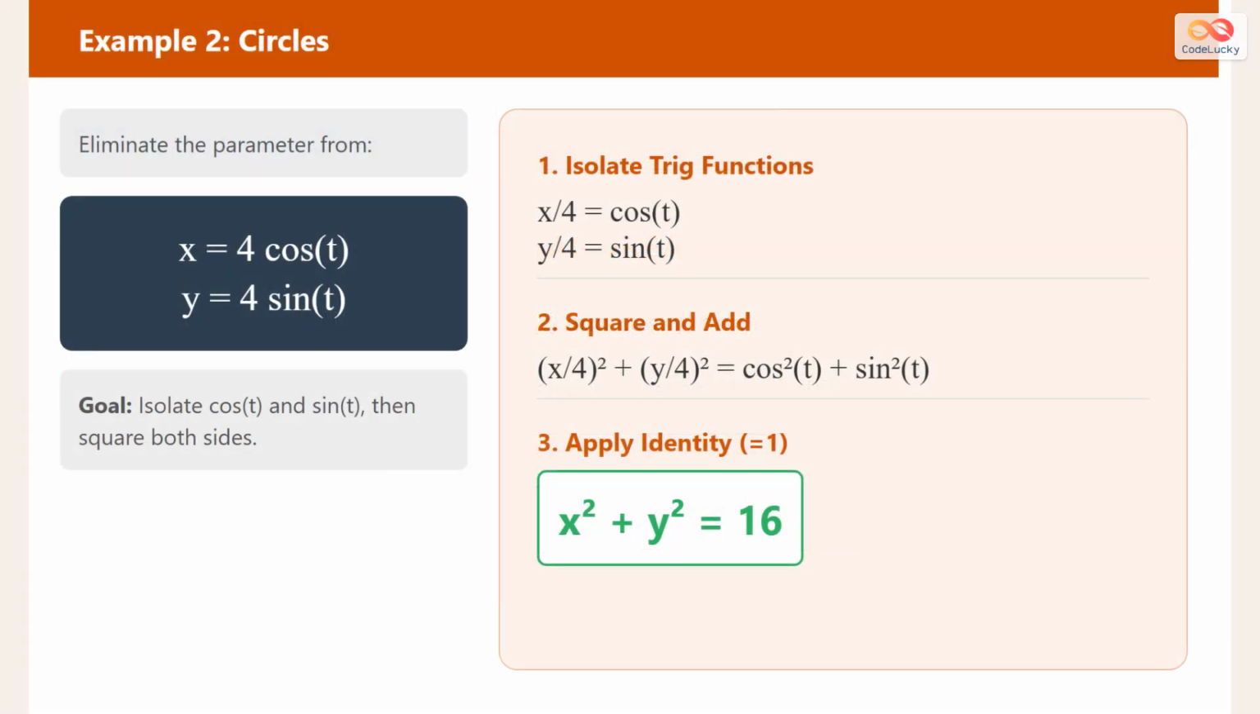Let's look at this example. x equals 4 cosine t and y equals 4 sine t. Instead of finding t alone, we isolate the cosine and sine functions by dividing both sides by 4. Then, we square both equations. Finally, adding them together allows us to use the identity, resulting in the equation x squared plus y squared equals 16.